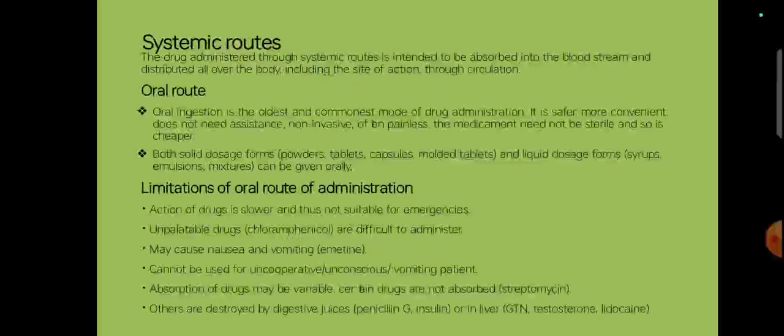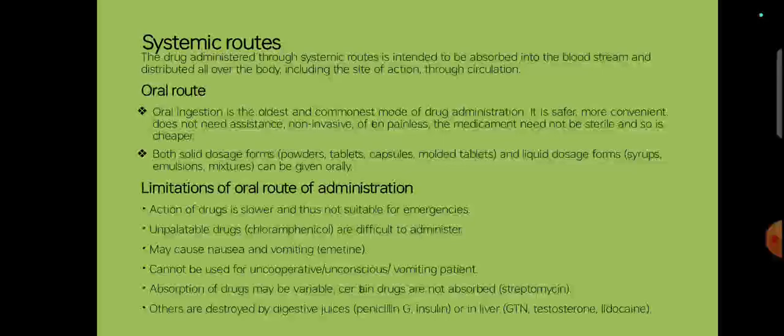Systemic routes: the drug administered through systemic route is intended to be absorbed into the bloodstream and distributed all over the body, including the site of action, through circulation. Oral route: oral ingestion is the oldest and commonest mode of drug administration. It is safer, more convenient, does not need assistance, non-invasive, painless. The medicament need not be sterile and so is cheaper. Both solid dose forms, powder, tablet, capsule, molded tablets, and liquid dose forms, syrups, emulsion, mixtures, can be given orally.